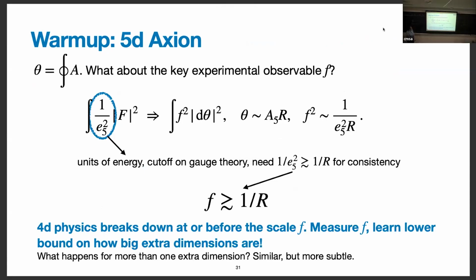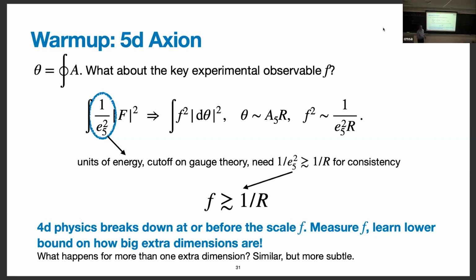So here's a warm-up. In the 5D case, you can say, how do I get f? I start with a kinetic term for my U(1) gauge field in 5D, and I dimensionally reduce. And when I do it, I learn that f squared looks like 1 over gauge coupling squared times r, where r is the radius of the extra dimension. If I want to have any control over what I'm doing here, I can't have g5 be too big. In particular, I want it to be small relative to r, in the sense that 1 over g5 squared is bigger than 1 over r. And then if I plug that into this, I learn that f is bigger than 1 over r.